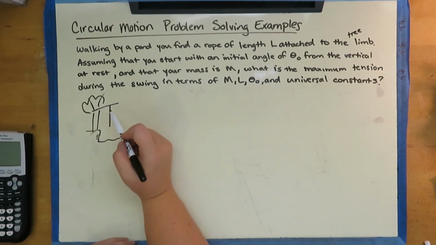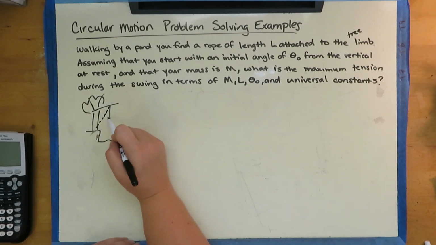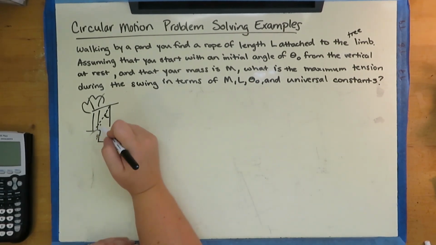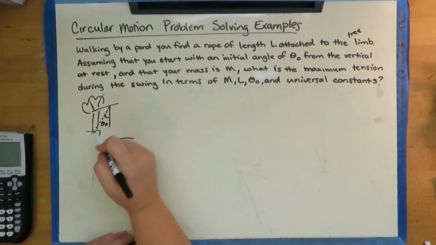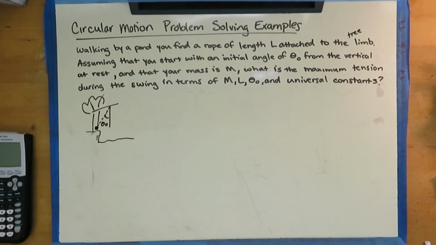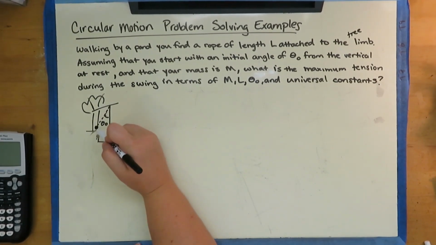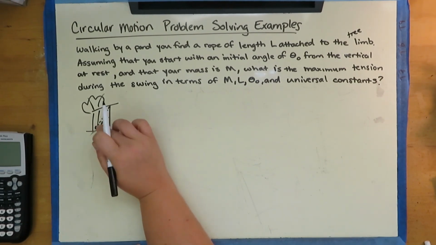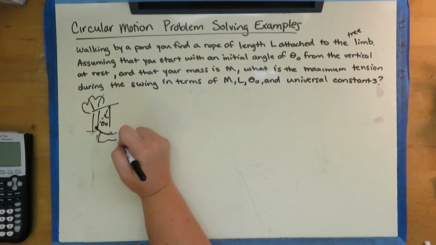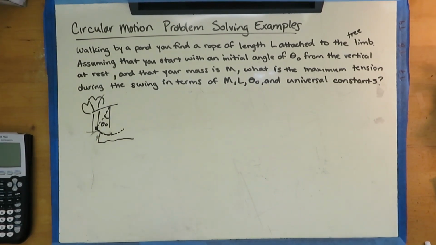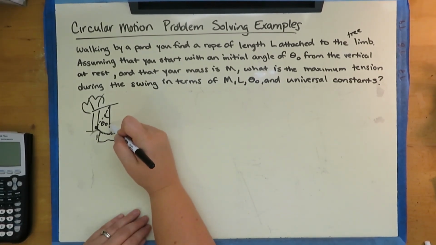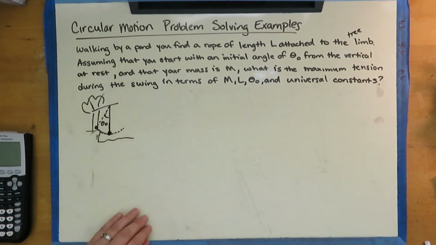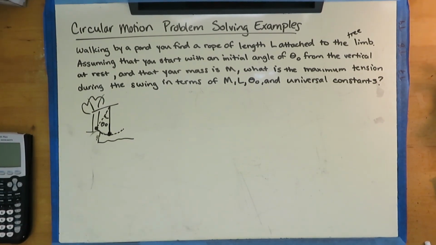It's basically saying you're going to start with an initial angle of theta 0 from the vertical. So you're going to have some initial theta 0 where you grab on and then you swing. When you swing, you make a circular arc, just like a pendulum. So you'll be at different points. You have a known mass, and we want to know what is the maximum tension during the swing.